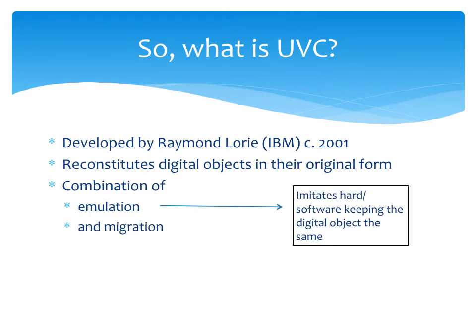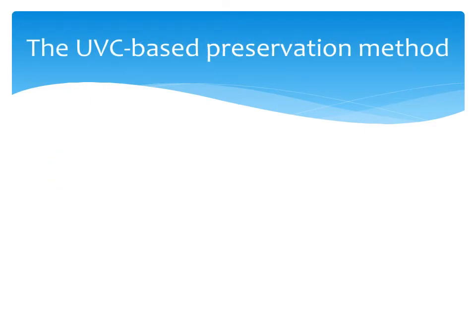Emulation imitates hardware or software so that the digital object remains the same, and migration involves copying digital objects to different or more current technology. Some examples of migration are format, version, or software migration. It also forms the UVC-based preservation method. The method uses the combination of emulation and migration to reconstruct digital objects.